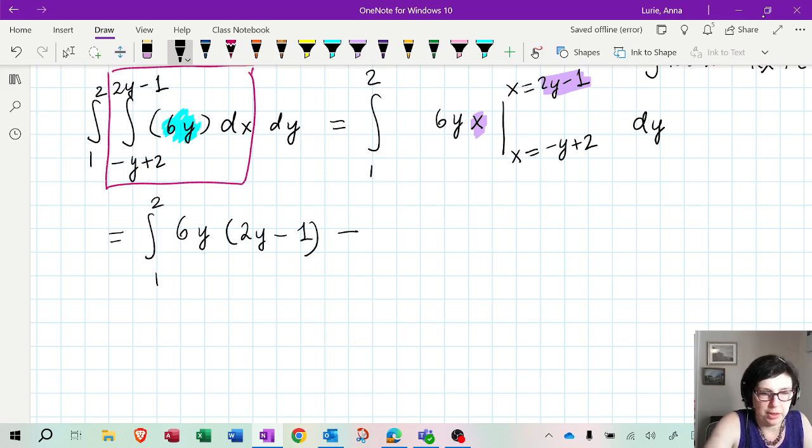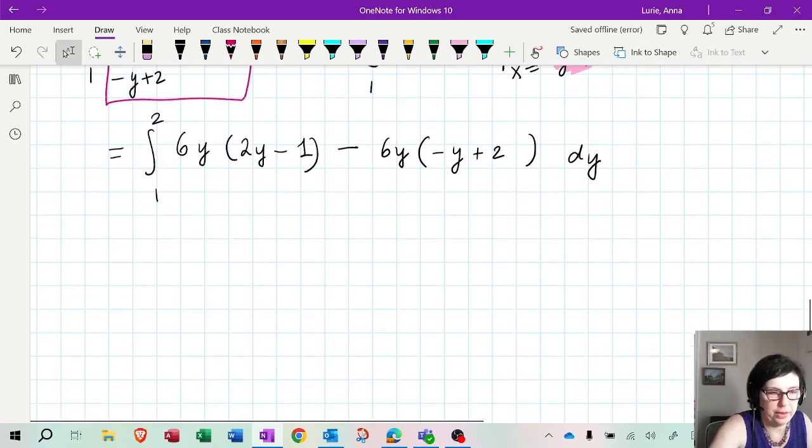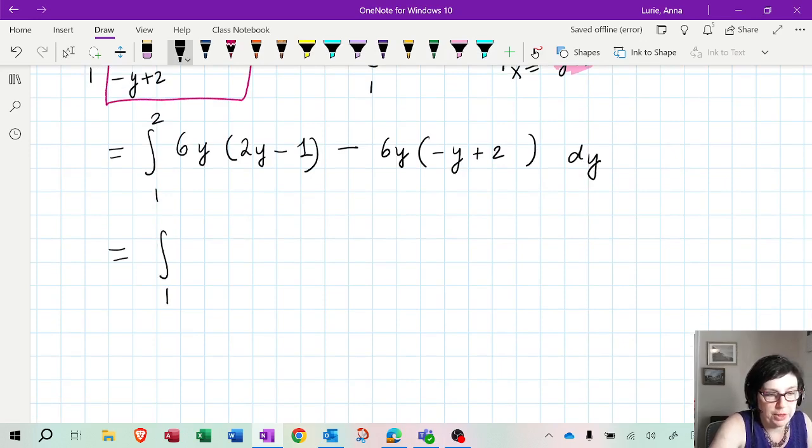Then we subtract 6y, and now we substitute the bottom limit, right? The bottom limit is the second one. And so that's going to be negative y plus 2. We're substituting that for x. Okay, and again, we still have the dy outside. We have not done that yet. Remember that before you start integrating the outside integral, you must simplify the expression that you are integrating. So do not move on until the expression is completely simplified and all the like terms are combined. There are no parentheses left. There should be no parentheses at the end.